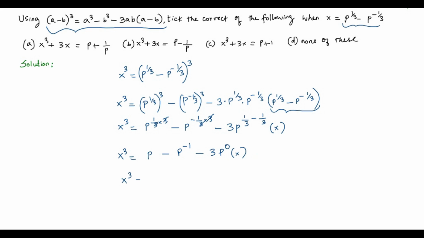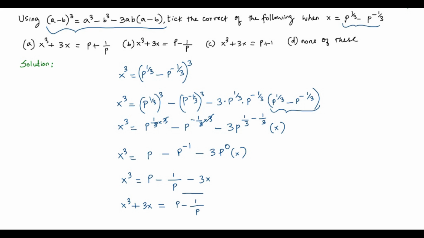So x to the power of 3 is equal to p minus this p to the power of minus 1 can be written as 1 divided by p, minus the value of p to the power of 0 is 1. So 3 times 1 is 3, 3 times x is 3x. Now I am going to take this minus 3x to the left side of the equation, then it will become plus 3x. So I get x cube plus 3x equal to p minus 1 by p.